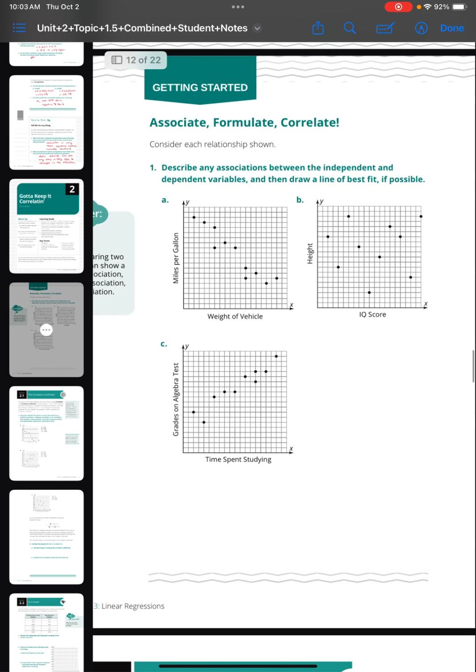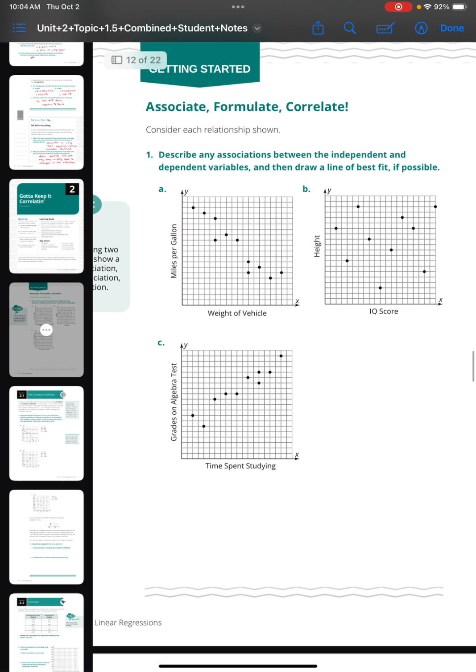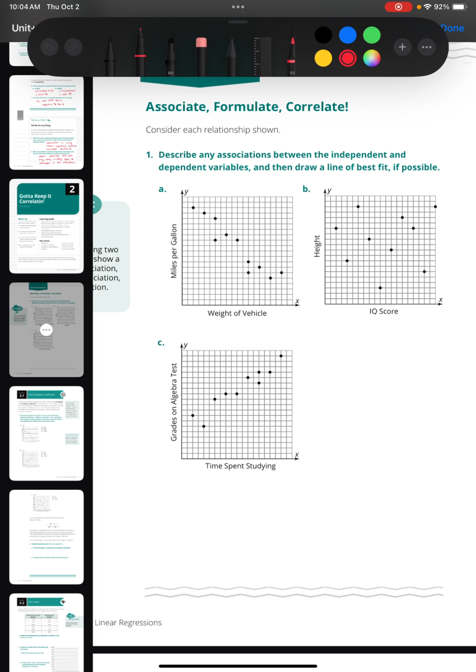All right, so on the getting started activity, it says describe any association between the independent, dependent variables and then draw a line of best fit. Well, for the first one there, we have a trend that is going down from left to right, decreasing. So this would be a negative association.